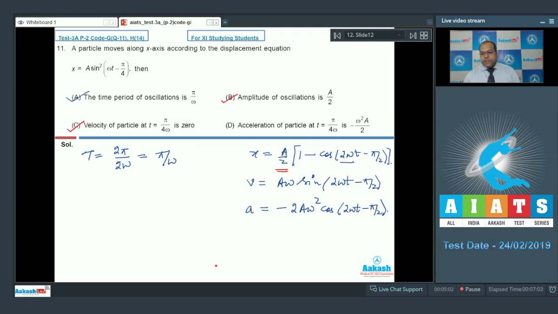In option D, the acceleration of the particle at t equal to pi by 4 omega. If I substitute the value of t equal to pi by 4 omega, the cos term becomes 0, and this comes out to be minus 2 times a omega square. So option D is wrong. So the correct answers for question number 11 are options A, B and C. Let's move to question number 12.